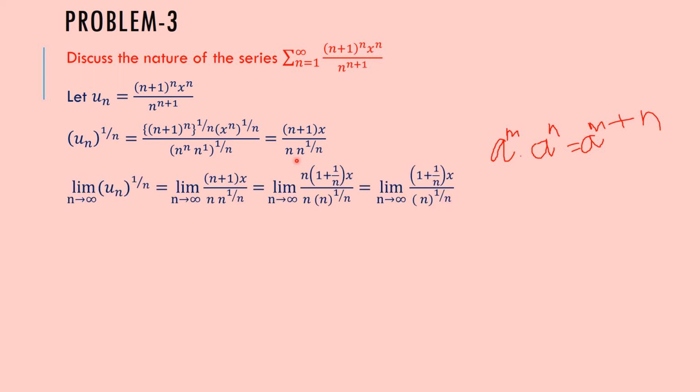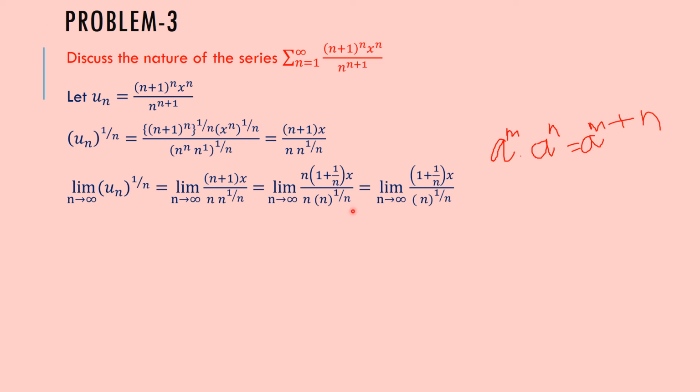Now applying limit as n tends to infinity, un power 1 by n is equal to limit n tends to infinity n plus 1 x divided by n into n power 1 by n as it is written, which is equal to, here n plus 1 is there in numerator, here n is there. Let me take n outside from the numerator. What we get? Limit n tends to infinity n into 1 plus 1 by n x divided by n into n power 1 by n. So n from the numerator and denominator get cancelled.